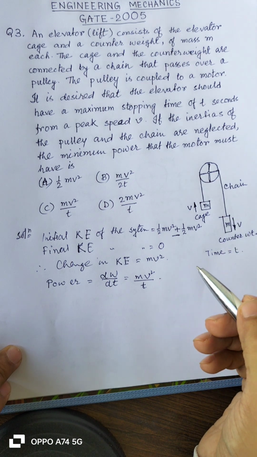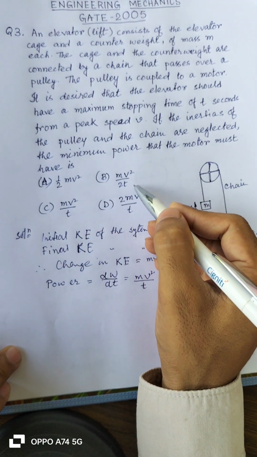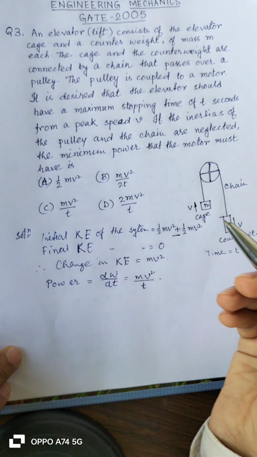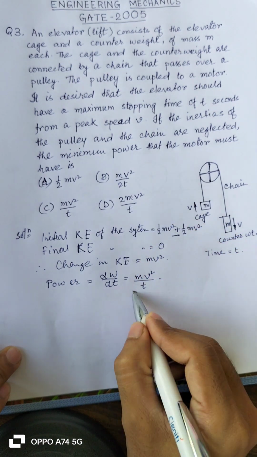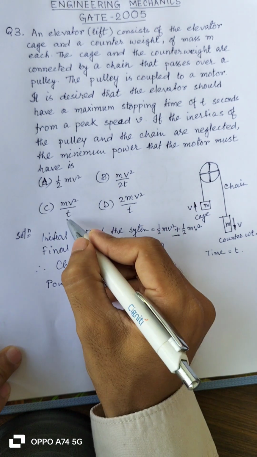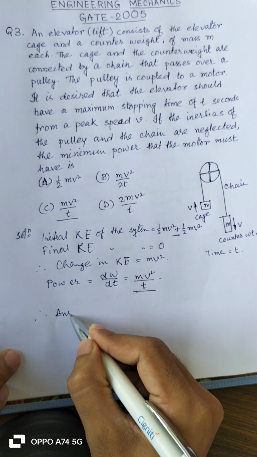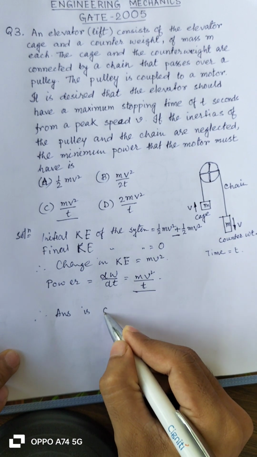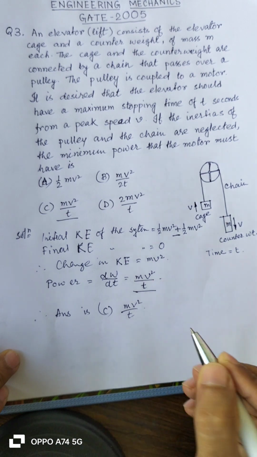So what are the options? Option A, half mv square. Option B, mv square by 2t. Option C, mv square by t. Option D, 2mv square by t. So easily we can see it's matching with C. So the answer is C, mv square by t.